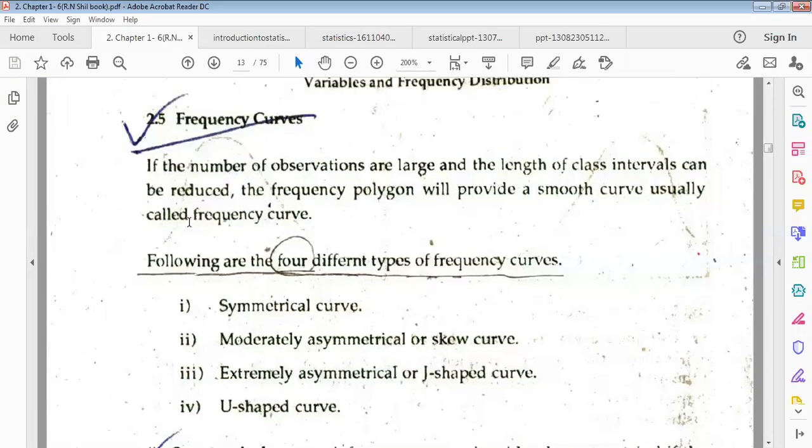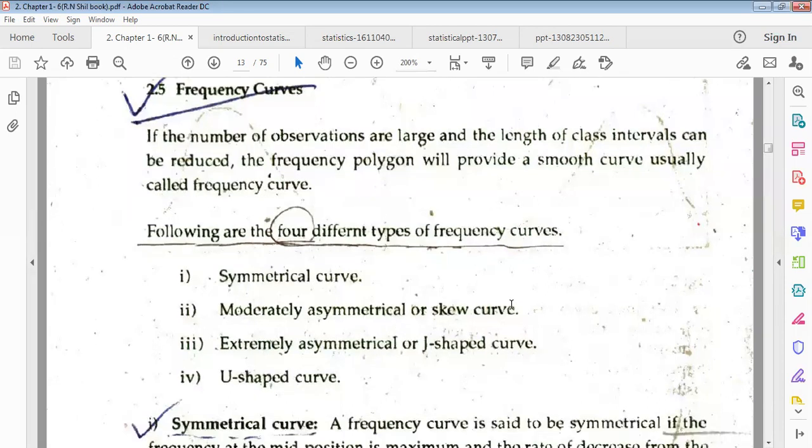Okay, frequency curve. There are four different types of frequency curve. If the number of observations is very large and the length of class intervals can be reduced, the frequency polygon will provide a smooth curve, usually called a frequency curve. Okay, so this is the definition of frequency curve. Actually, there are four types of frequency curve. One is symmetrical curve, another one is moderately asymmetrical or skew curve, then extremely asymmetric or Z-shaped curve, and U-shaped curve.